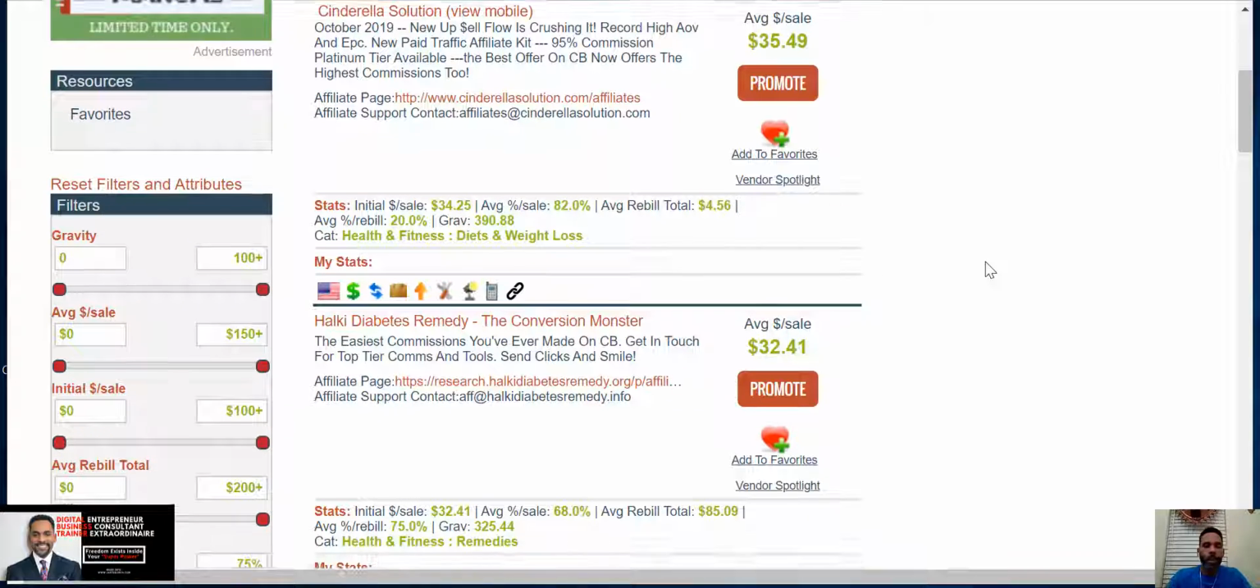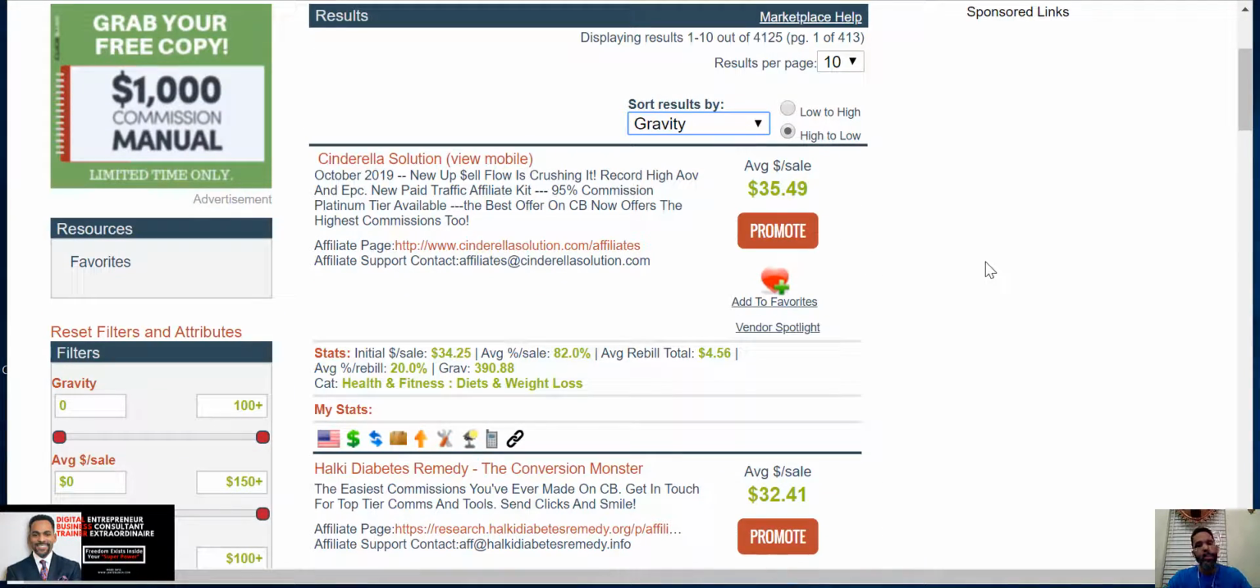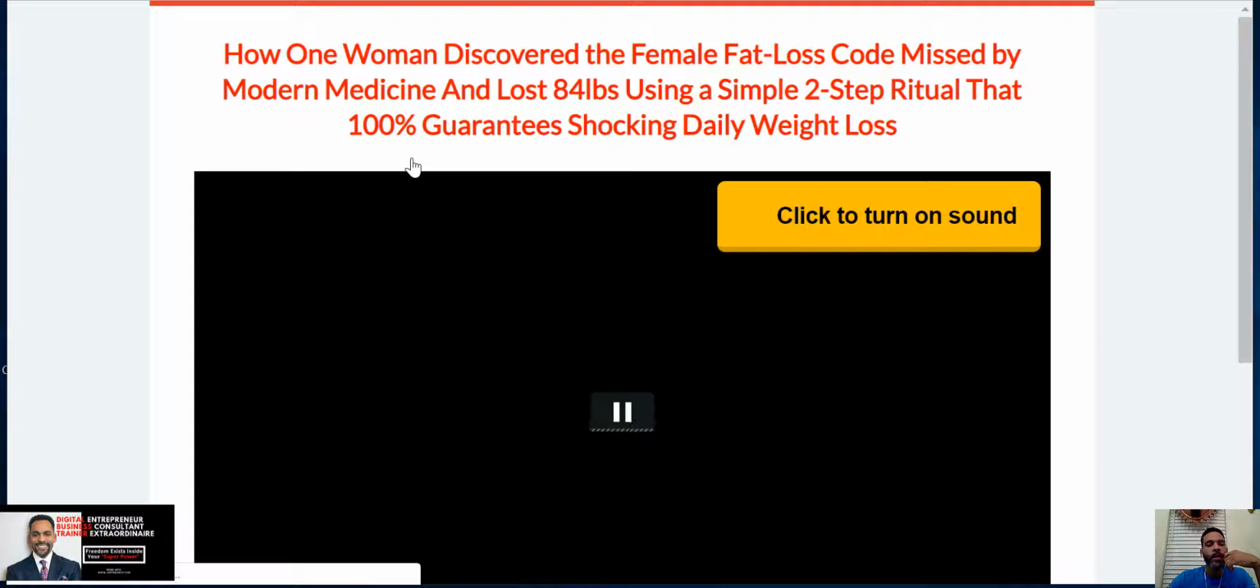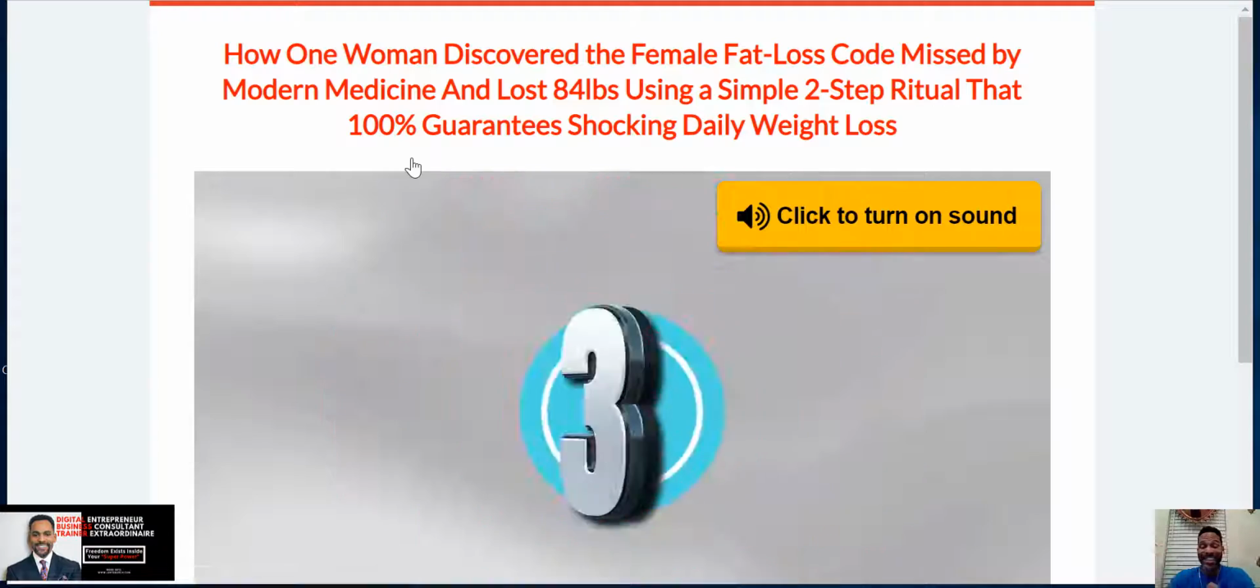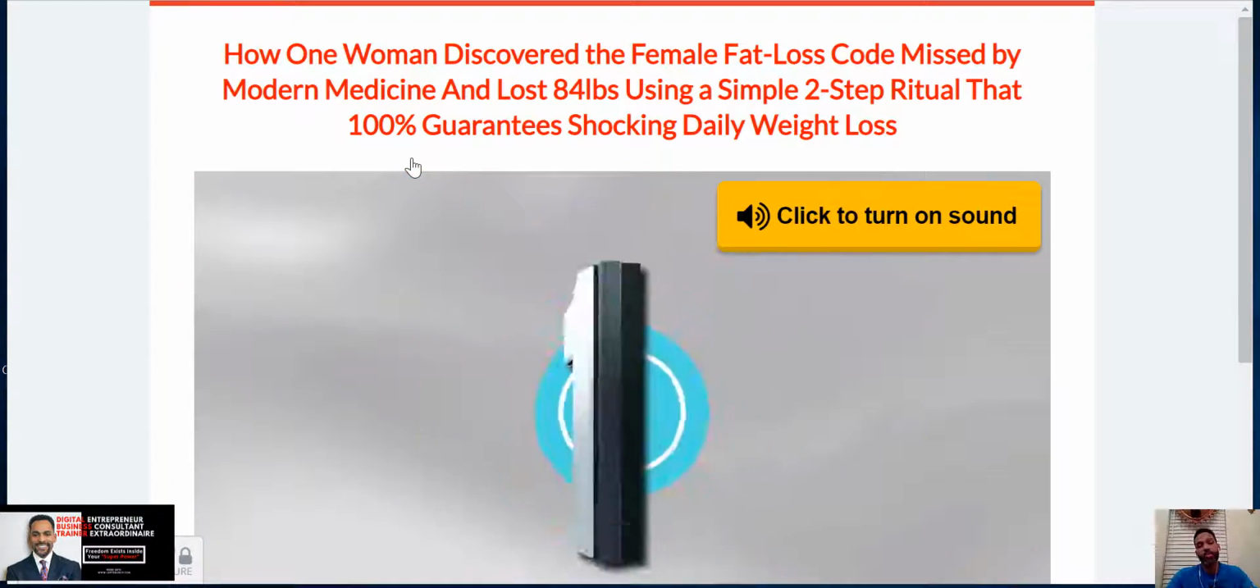Cool. All right, so as we go through and look at these particular offers, you can see that they all have different things that they're promoting. So this Cinderella Solution, I think we talked a little bit about this on the first one. What is this here? It doesn't really say. So let's just click on the actual Cinderella Solution. All of these links you can click, and you can actually see the product itself.